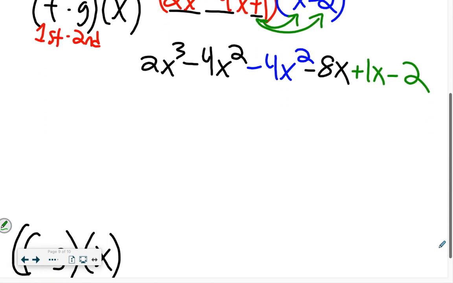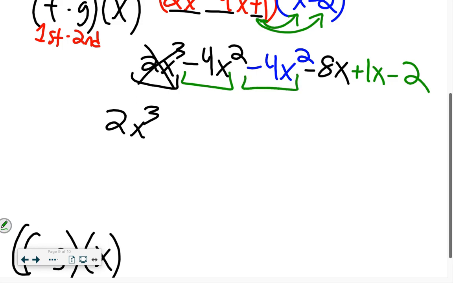So if you look, there is no other 2x to the third, so I'm going to write out my 2x to the third, and then I'm going to cross you out because we already took care of you. Then we have our x squareds. We have two x squared terms, so let's combine them. Negative 4x squared minus 4x squared gets you minus 8x squared.